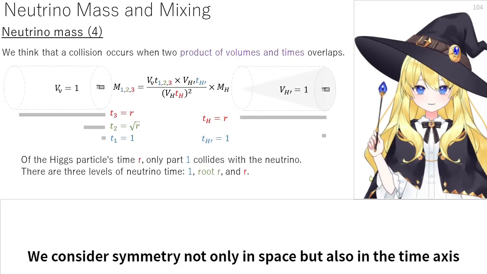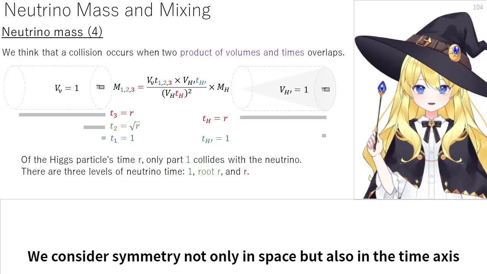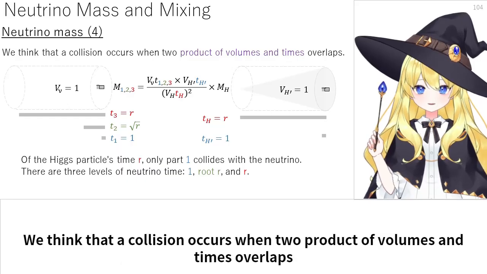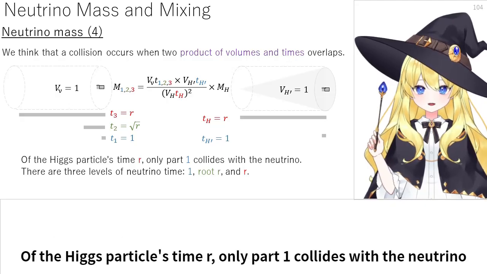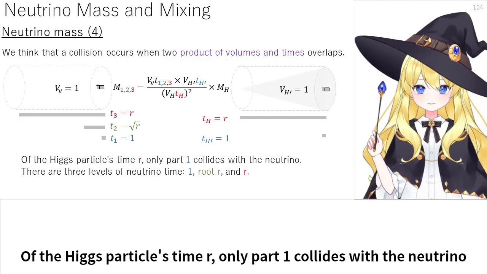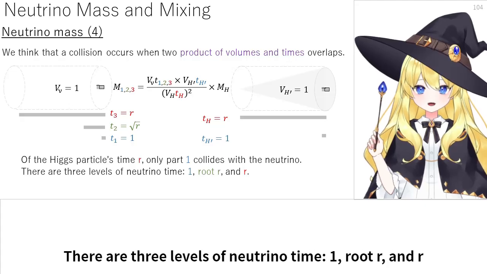We consider symmetry not only in space but also in the time axis. We think that a collision occurs when 2 products of volumes and times overlap. Of the Higgs particles times r, only part 1 collides with the neutrino. There are 3 levels of neutrino: time 1, root r, and r.